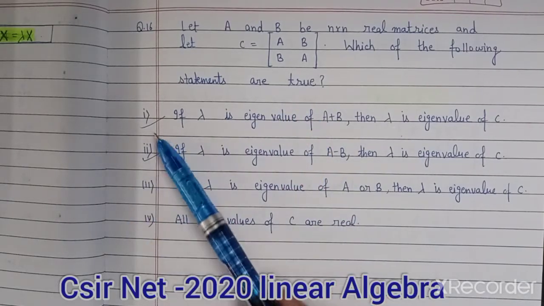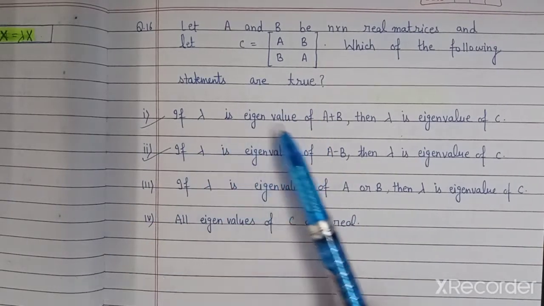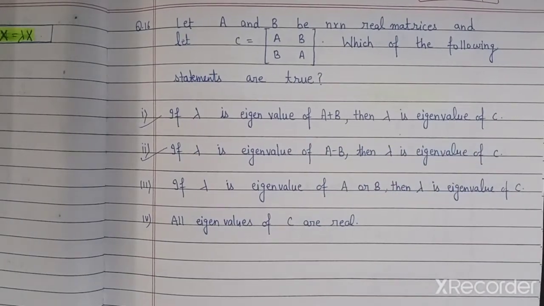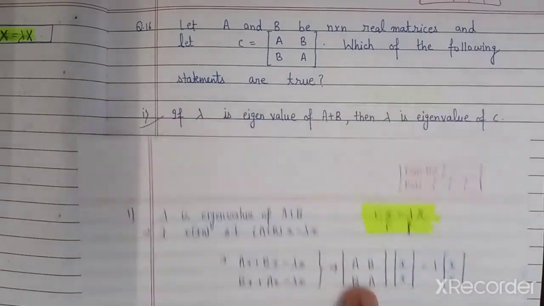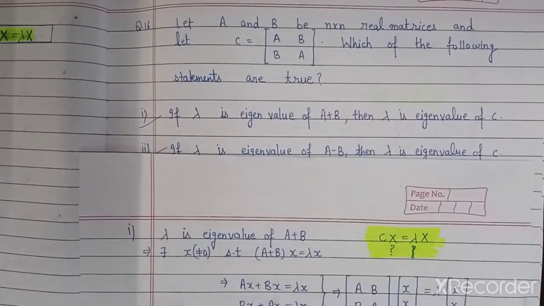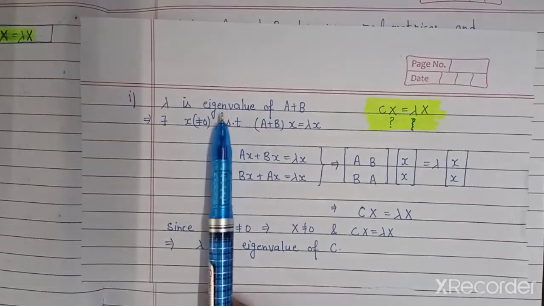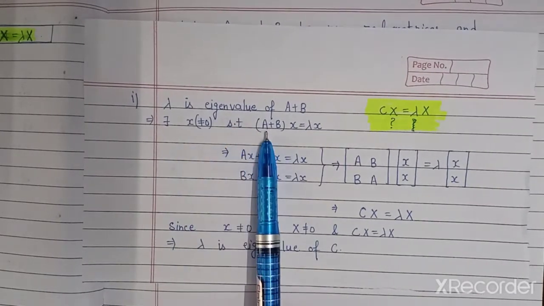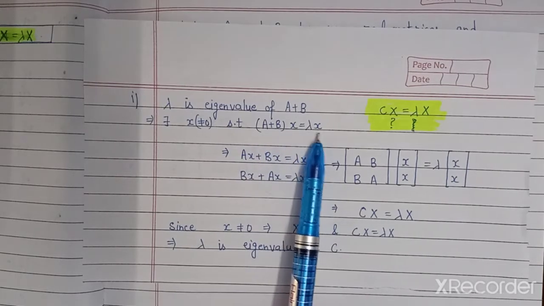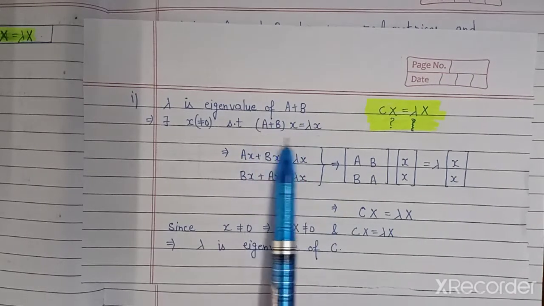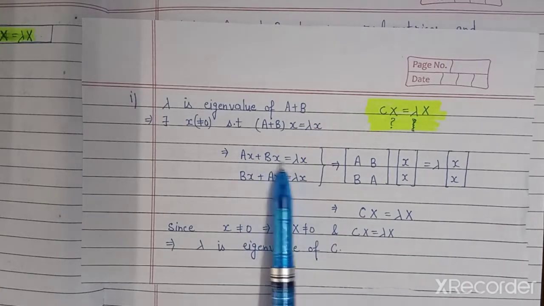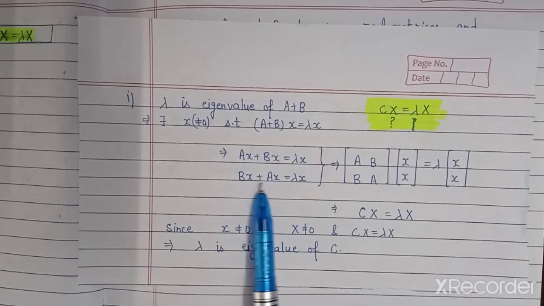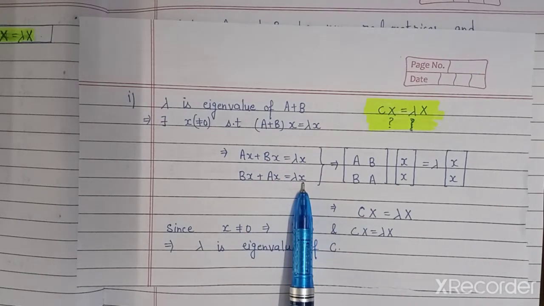These are the options. Option first is: if lambda is an eigenvalue of A plus B, then lambda is an eigenvalue of C. So for option first, it is given that lambda is an eigenvalue of A plus B. This implies, by definition of eigenvalue, there exists a non-zero vector x such that (A plus B) applied on x is equal to lambda times x. So from this we can write Ax plus Bx is equal to lambda x. We can rewrite it as Bx plus Ax is equal to lambda x.